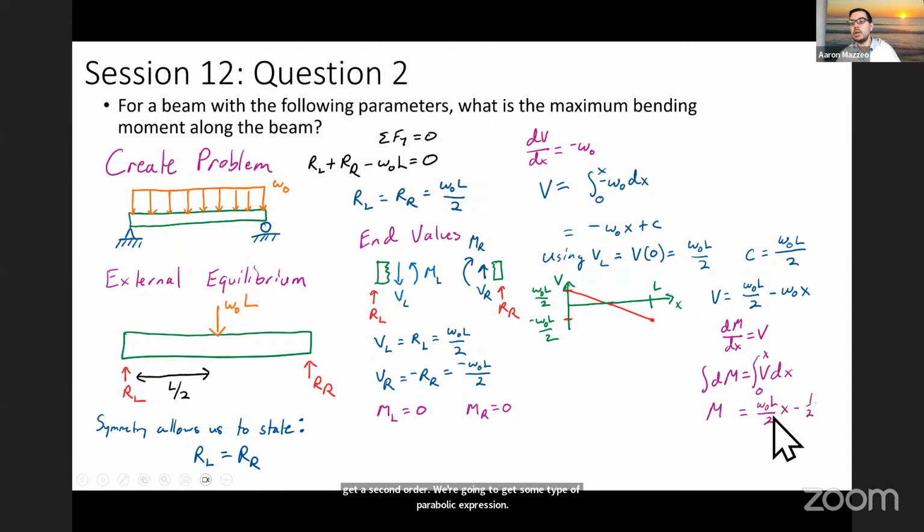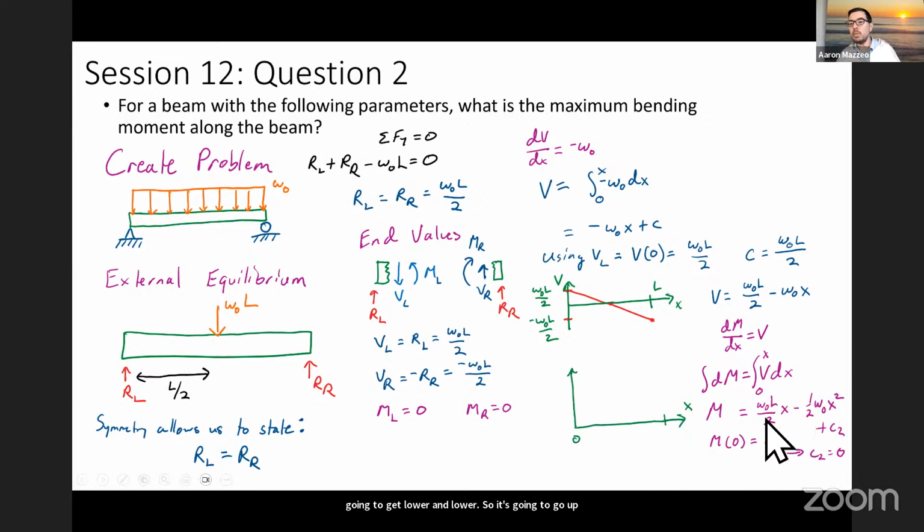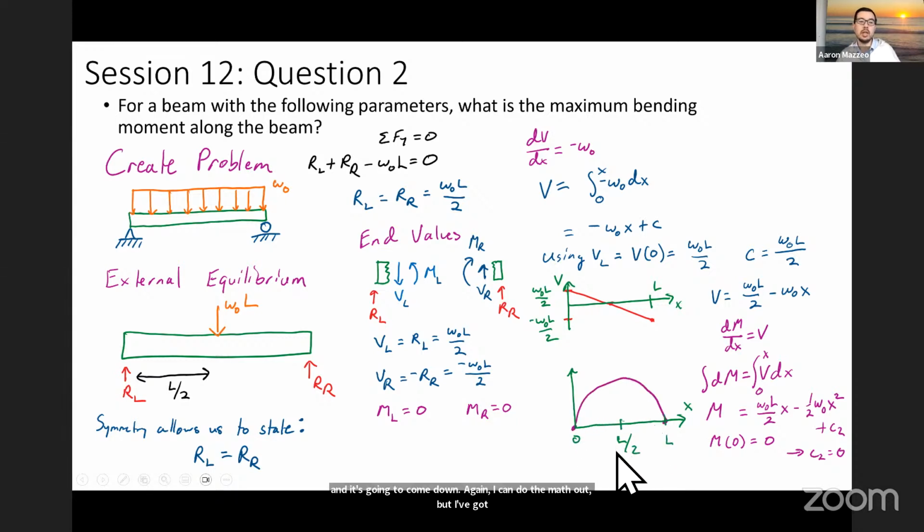So we can do the integration out, or we can once again say, hey, this has got to start at 0 and it's got to end at 0 somehow. If I look at this expression and I look at the area, as I'm integrating underneath here, it's getting higher and higher. It's going to increase, and then when I get to this point and I go down, it's going to get lower and lower. So it's going to go up and come down. Again, I can do the math out, but I've got essentially a parabola that looks just like that.